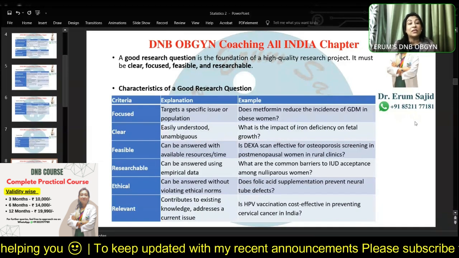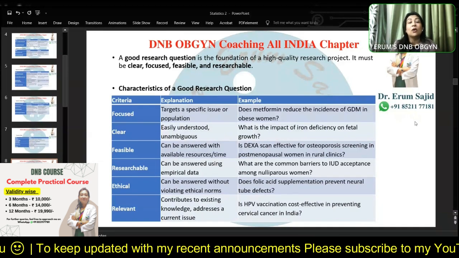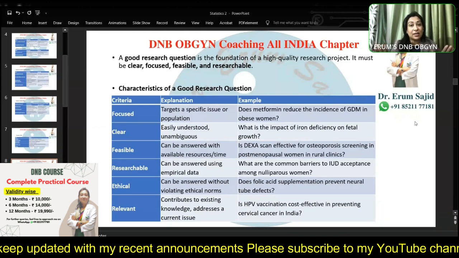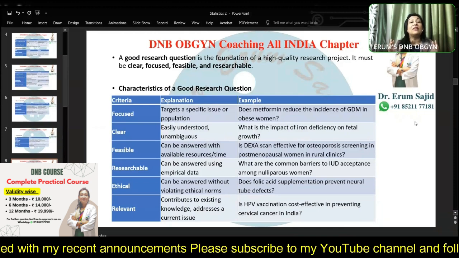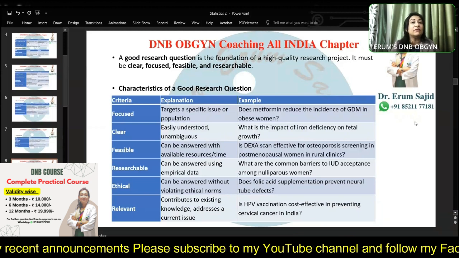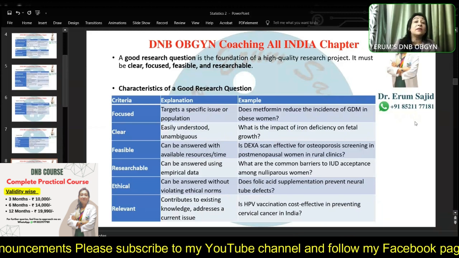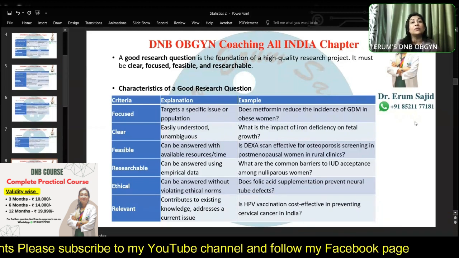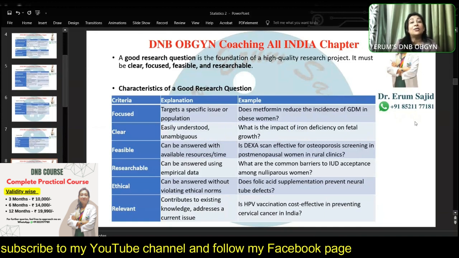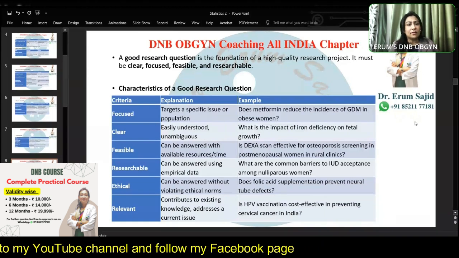Third, it should be very feasible. It can be answered with available resources and in the right time frame. Then it should be researchable. That means it can be answered using empirical data. It should be researchable. Then ethical.